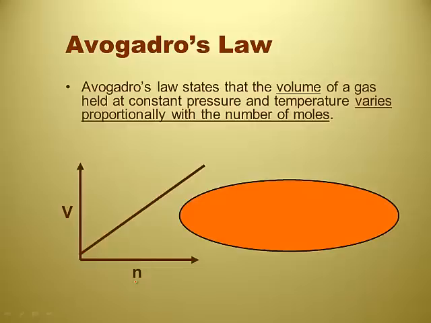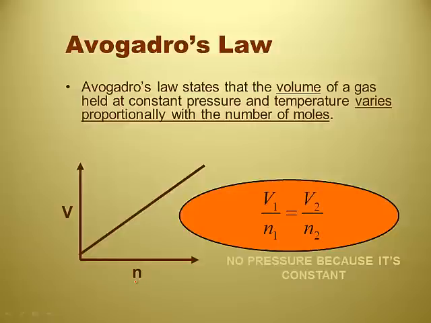Here's a little graph of it. Avogadro's law states that the volume of a gas held at constant pressure and temperature varies proportionally with the number of moles. It's a direct relationship: the more moles, the more volume. There's the computation: two sets of conditions, condition 1 on the left, condition 2 on the right, with everything in the right spot. We might have to use molar mass to change to moles. This chapter is going to be a lot of algebra.